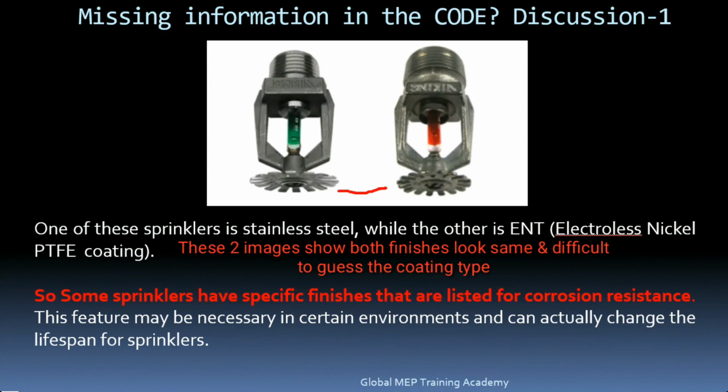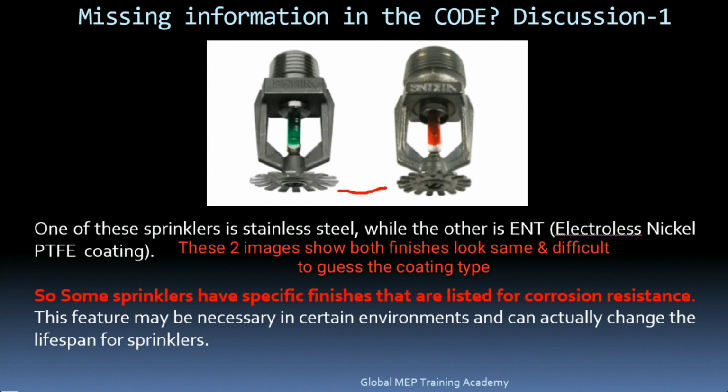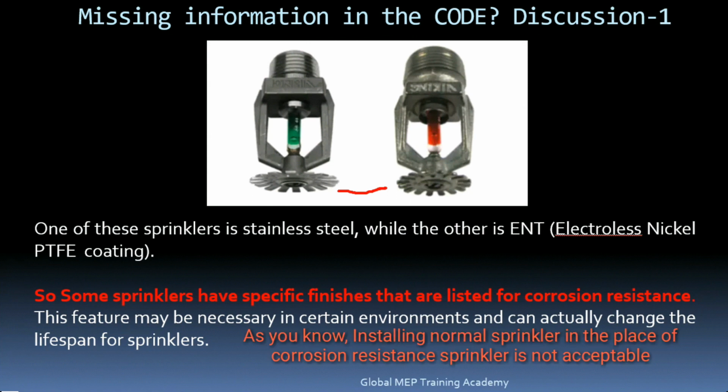So you can see two types of sprinklers. One sprinkler is stainless steel and the other one is ENT, electroless nickel PTFE coated. And as you know, some sprinklers have specific finishes that are listed for corrosion resistance, and this feature is very important in certain environments and can actually change the lifespan of sprinklers.